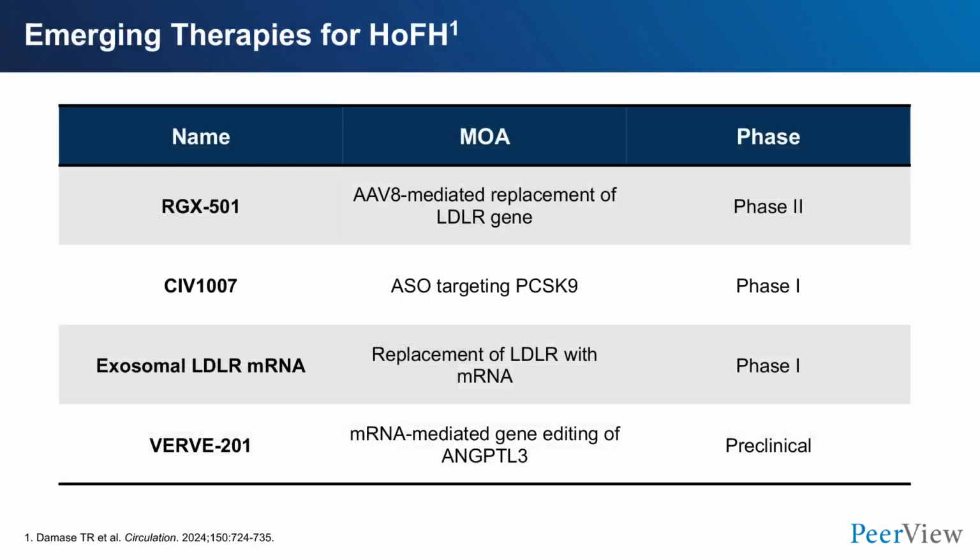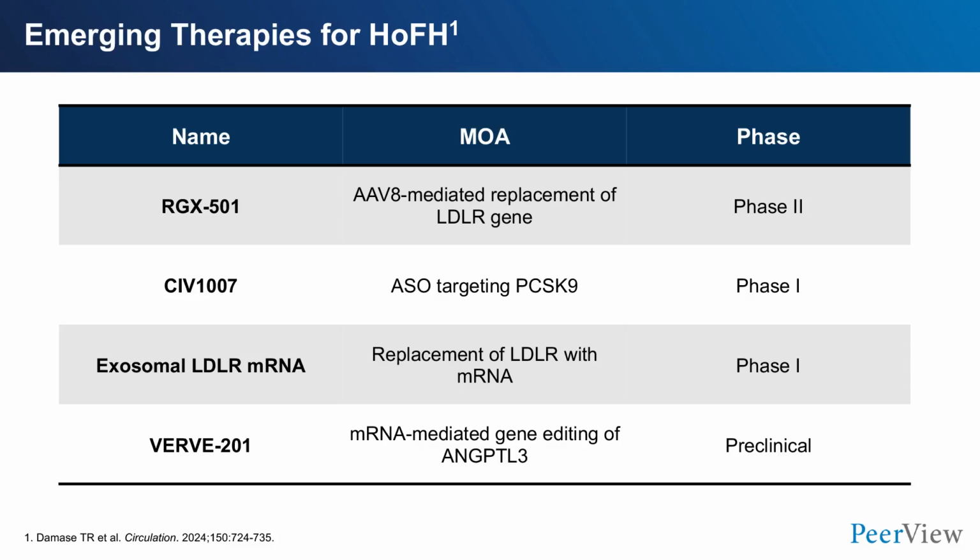The good news is there are newer therapies under investigation for further LDL reduction for FH patients. There's one here that's just an adeno-associated viral vector, serotype 8, which mediates replacement of LDL receptor gene. It's in phase 2 right now. There's an antisense oligonucleotide that targets PCSK9 directly, and this is in phase 1. This exosomal LDL receptor mRNA replaces the LDL receptor with mRNA, and that's in phase 1.